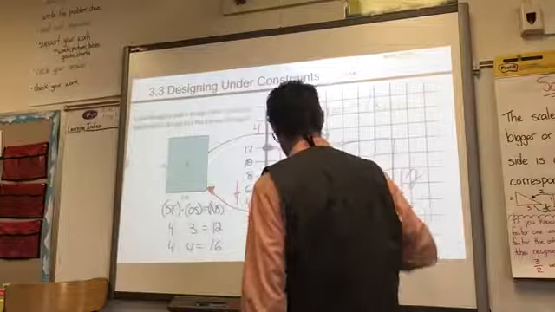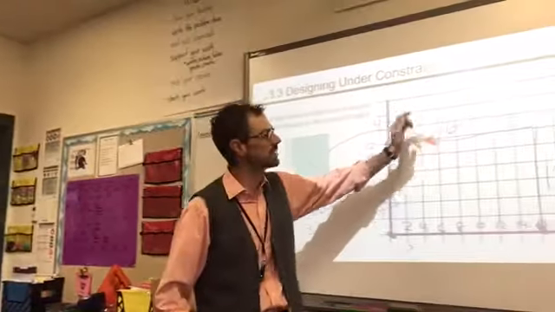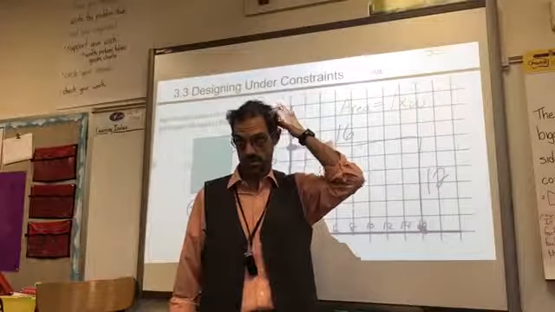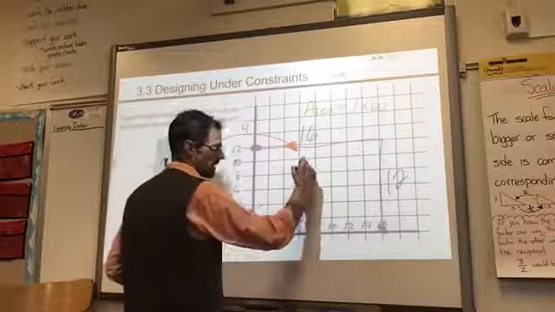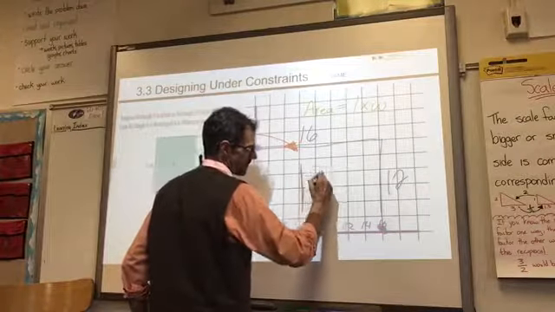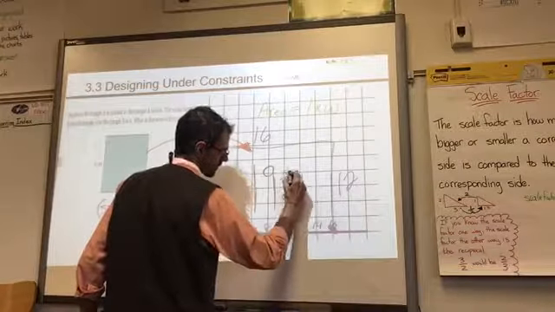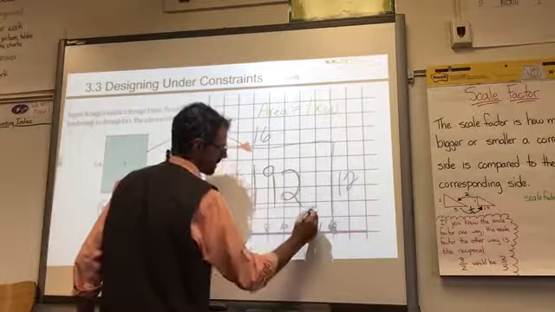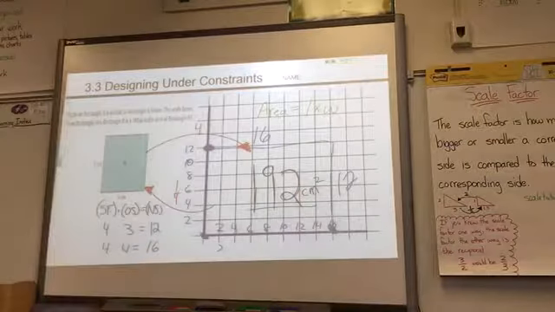Make sure you have that down because that's something that's really important. So I use the scale factor to get my new length and my new width. Now I multiply these two and I get an answer of 192 centimeters squared. Now you got to have that unit on there. You just do 12 times 16.